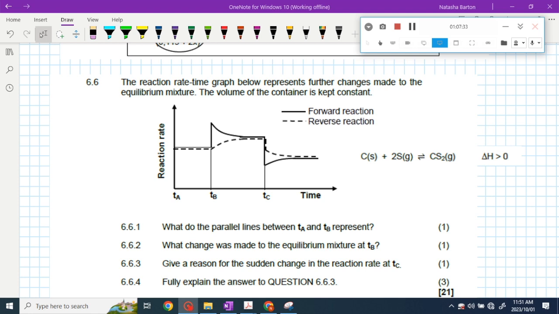Okay, grade 12s, let's continue. They said here, the reaction rate time graph below represents further changes made to the equilibrium mixture. The volume of the container is kept constant.